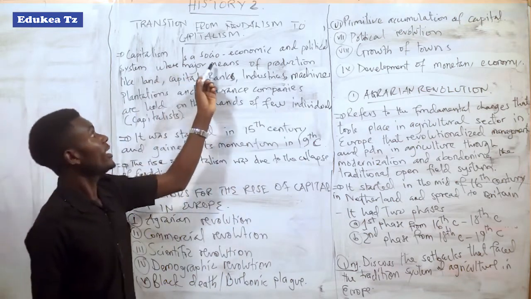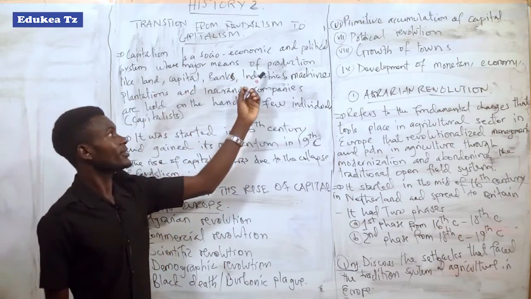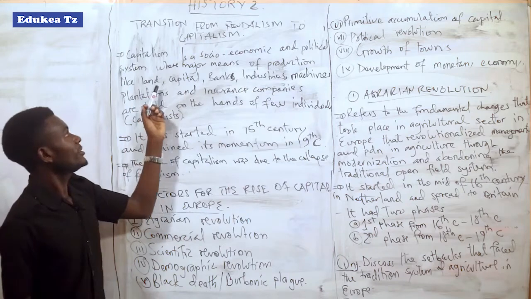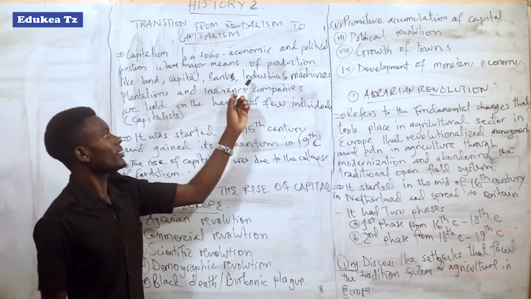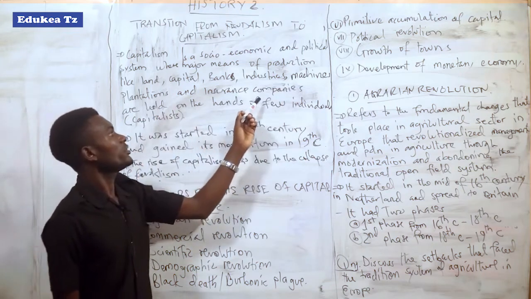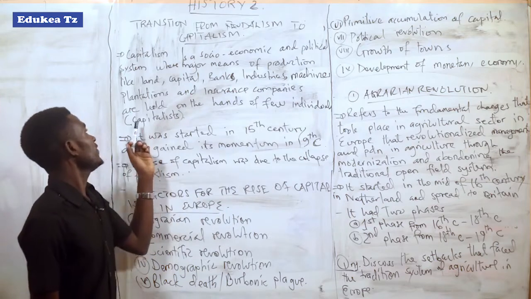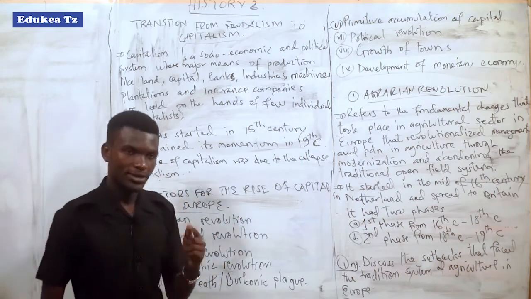Capitalism is a socio-economic and political system where major means of production like land, capital, banks, industries, machines, plantations, and insurance companies are held in the hands of few individuals or capitalists or bourgeoisie.